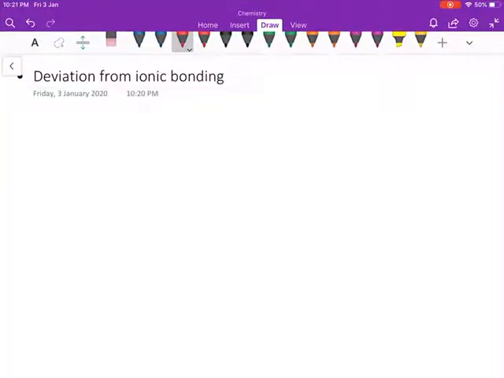So today we're going to talk about deviation from ionic bonding. It's quite a good topic that I would like to talk about, compared to atomic spectra, which I'm bad at, but anyway, yeah. So let's reintroduce what ionic bonding is to start off with.